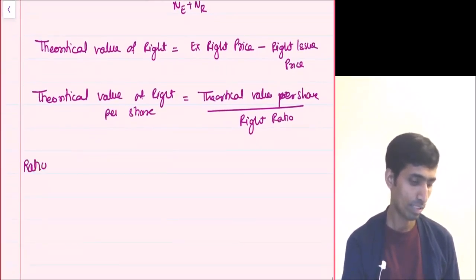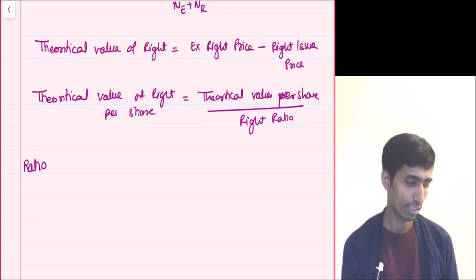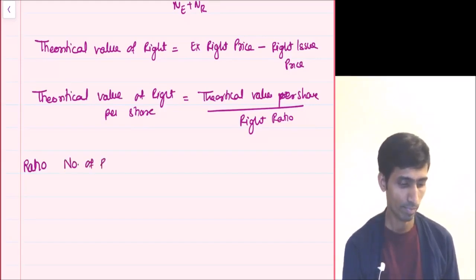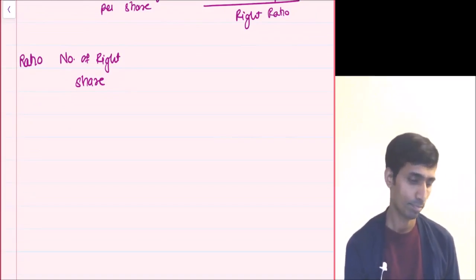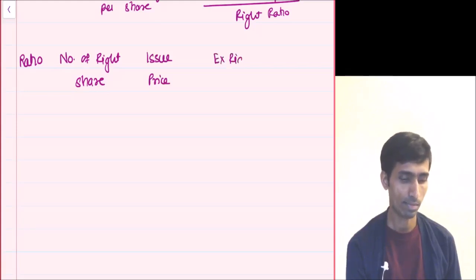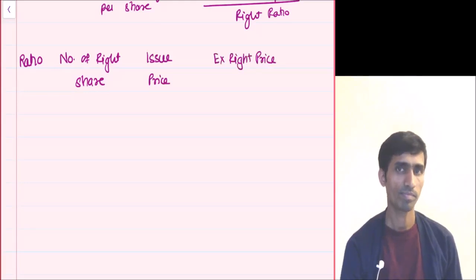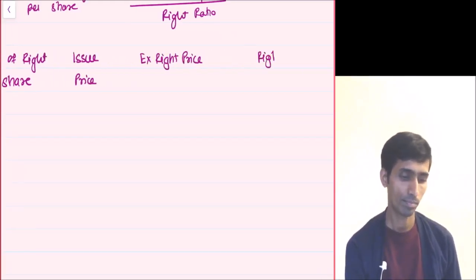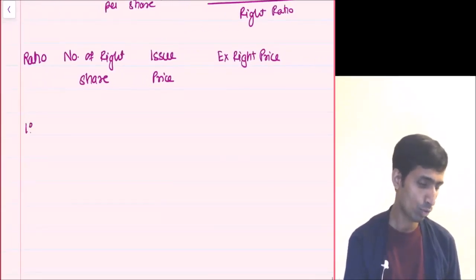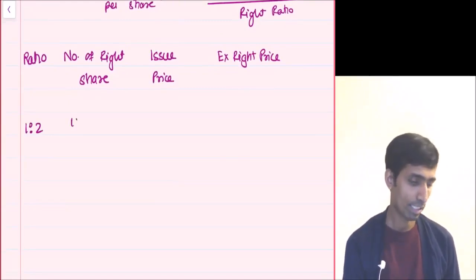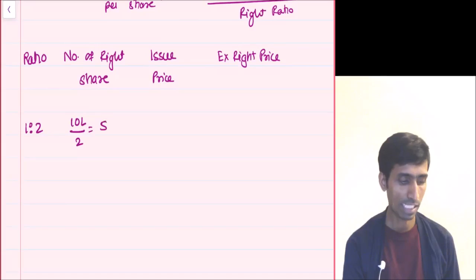In the first column, two ratios are there, 1:2 and 1:4. Then number of right shares, issue price, X right price and right value. So the ratio is 1:2. That means number of right shares is 10 lakhs divided by 2, number of rights is 5 lakhs.